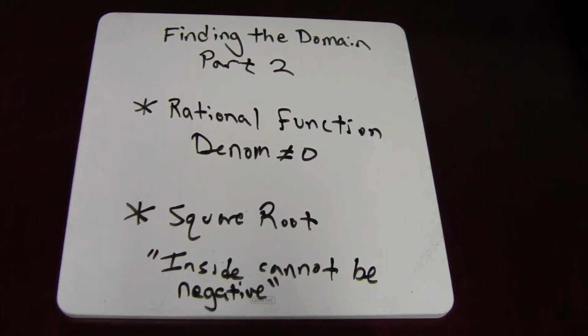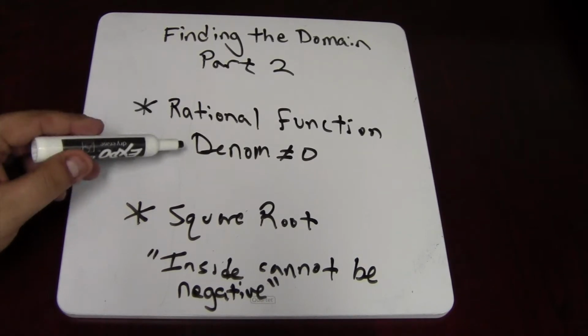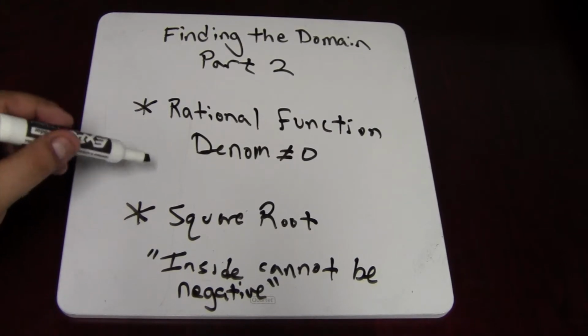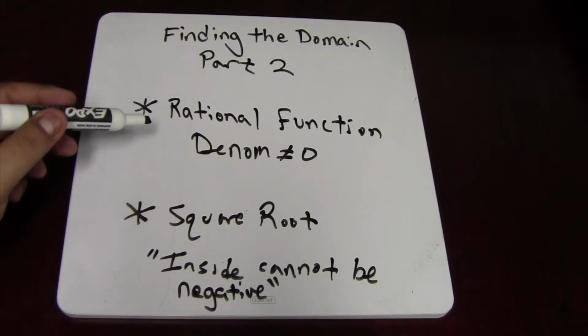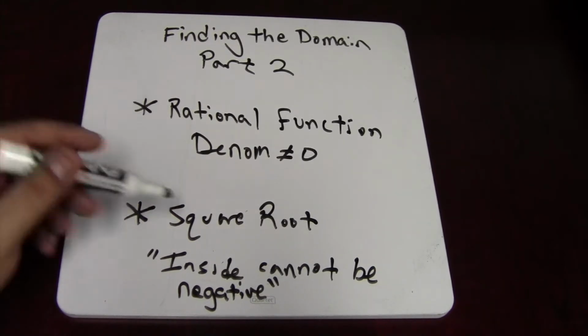Welcome to part 2 of finding the domain. If you recall from last time, we went over this briefly. When there's a rational function, we don't want the denominator to equal 0. It can't equal 0, in fact. Everything else will be in the domain, but not that number or those numbers that make the denominator equal 0.